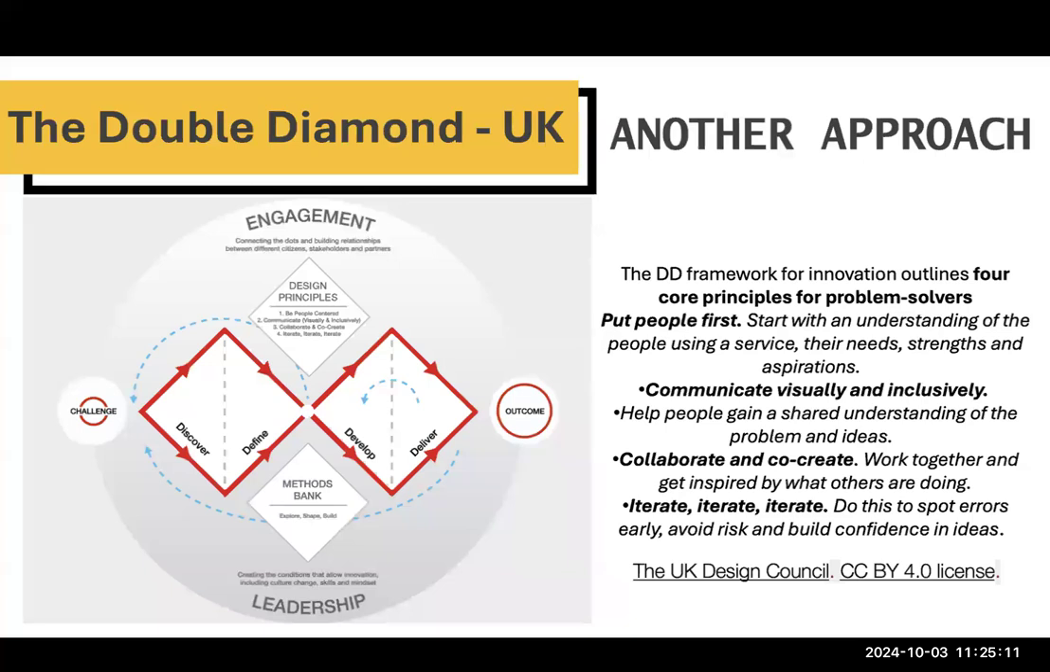That is, we're trialing different ideas, proposing different solutions. We're being very open-minded about, we're just experimenting here. We're going to try this, and if it doesn't work, we're going to tweak it, and we're going to develop something else. And it's very important. And what I do like about the double diamond approach is they emphasize the importance of engagement and relationships between different citizens, stakeholders, and partnerships. And they also emphasize the importance of leadership.